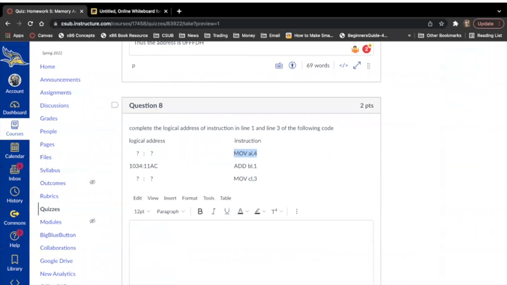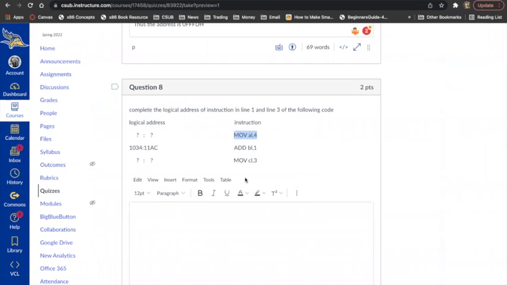Okay, so our question is, we have these instructions. We know the logical address of the second instruction. We are asked what's going to be the logical address of this instruction and this instruction. Okay, so we know that we have 1034:11AC, right? So here 1034 is the code segment and 11AC is the instruction pointer.